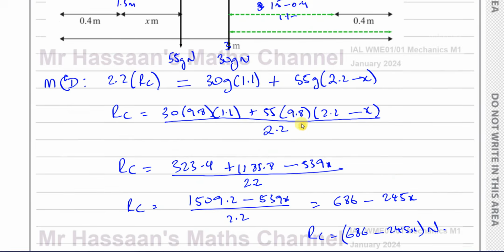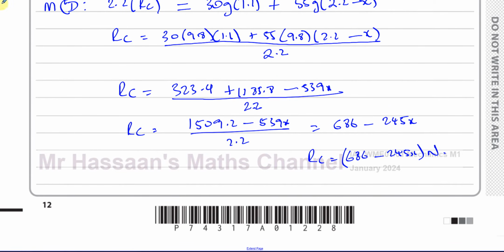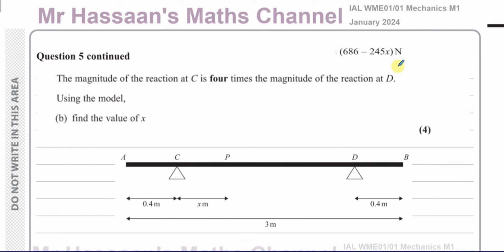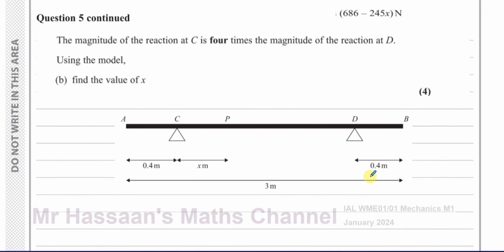So let's remember that 686 minus 245x. Now they've given us some more information. They've told us that the magnitude of the reaction at C is 4 times the magnitude of the reaction at D. Using the model, find the value of x. So we know the reaction at C now is 4 times the reaction at D.